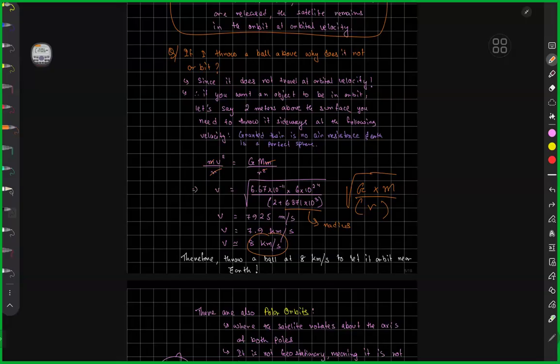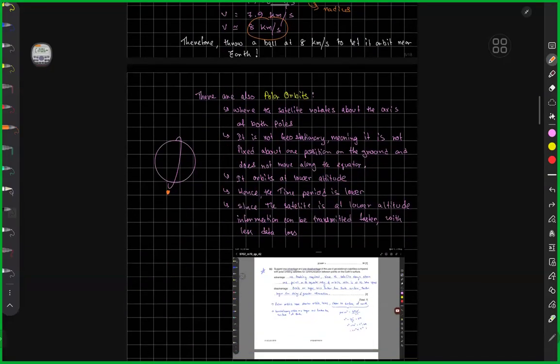And if it has 8 kilometers per second of speed, pretty sure it will, if it doesn't get slammed by a building or air resistance. But yeah, there you have it.